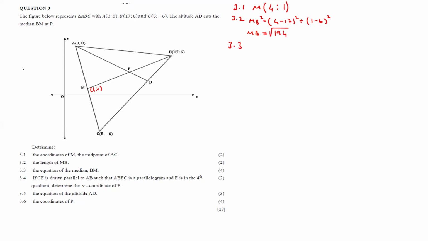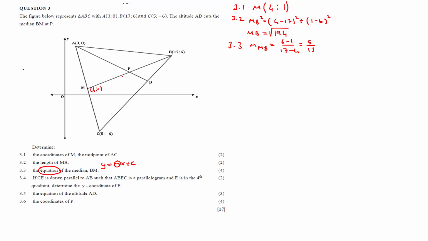3.3, the equation of the median BM. In order to get the equation, since the equation of a straight line is y equals mx plus c, we need the gradient of this line and a point. We can use either M or B. So let's find m first. The gradient of MB will be equal to 6 minus 1 over 17 minus 4, which will be 5 over 13.